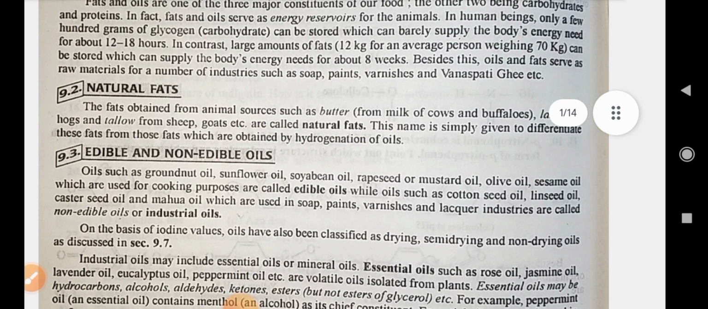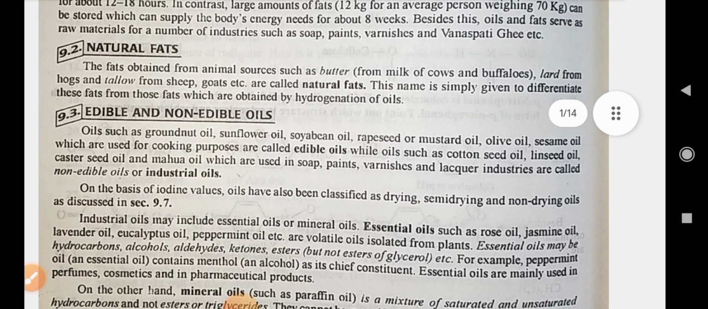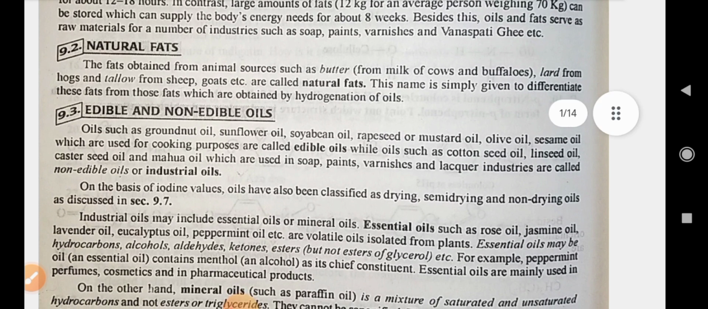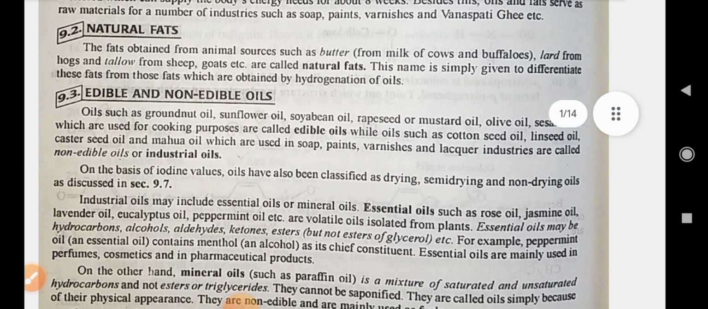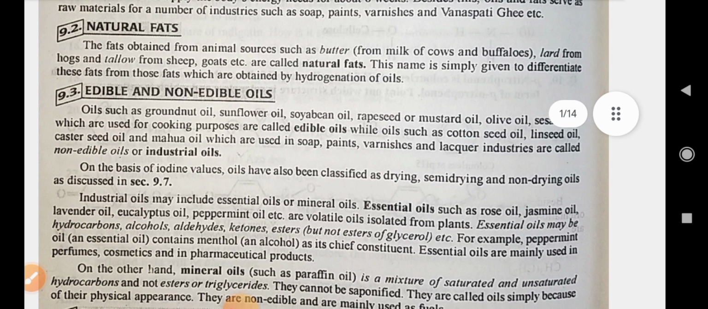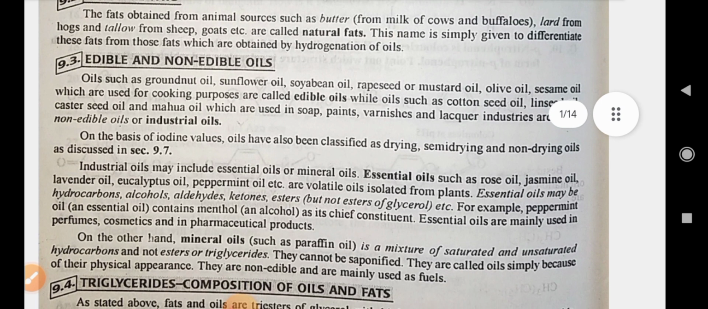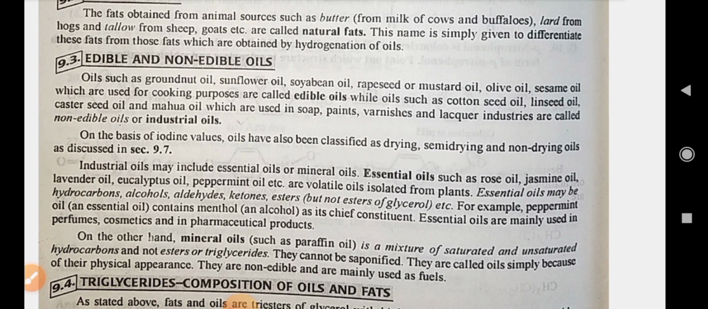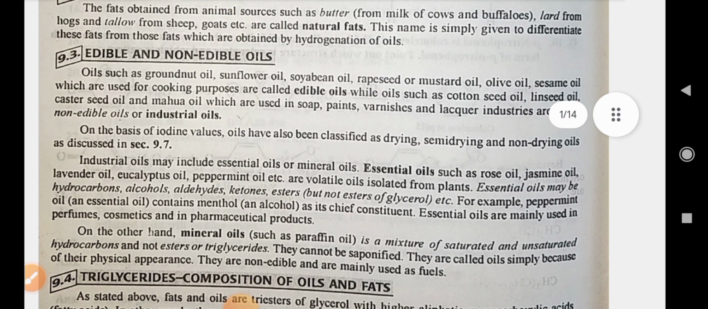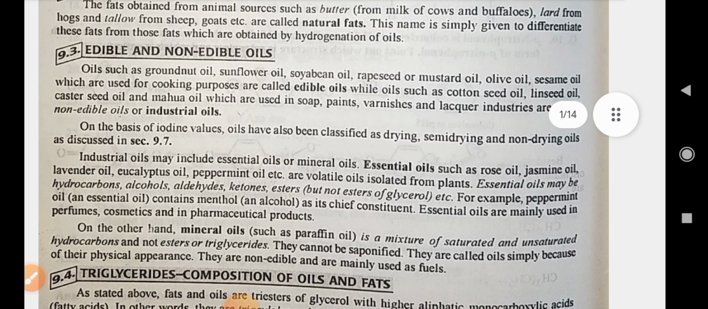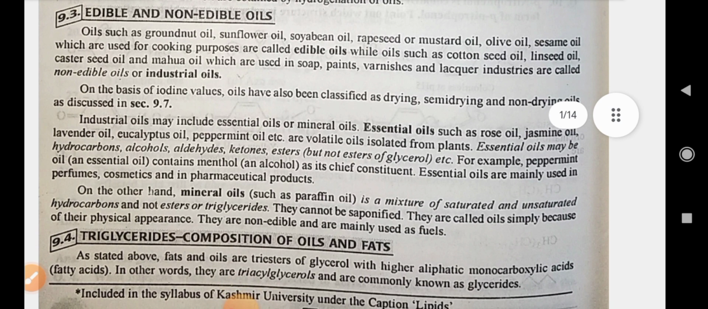Besides this, oils and fats serve as raw materials for a number of industries such as soap, paints, varnishes and vanaspati ghee, etc. Natural fats. The fats obtained from animal sources such as butter, lard, and tallow from sheep, goats, etc. are called natural fats. This name is simply given to differentiate these fats from the fats which are obtained from hydrogenation of oils.